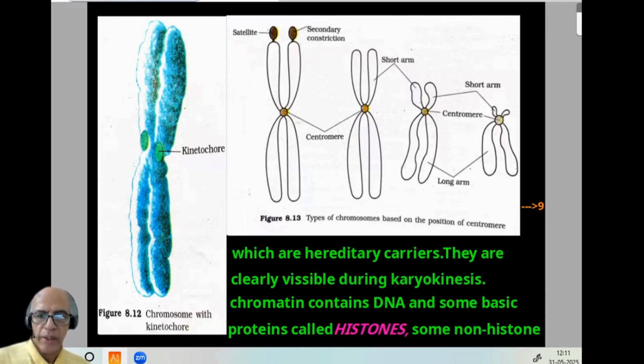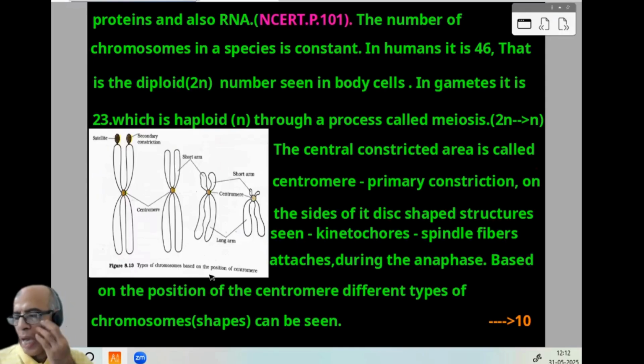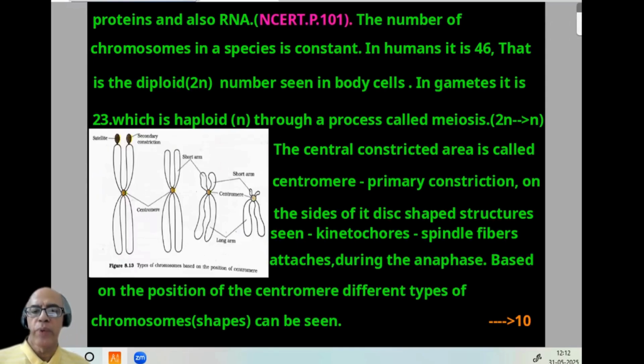Now, chromosomes are hereditary carriers, and they are clearly visible during karyokinesis that we studied in the cell cycle, that is, in which phase the shape is clear and the chromosome will be clearer. Now, what all may chromatin contain? It contains DNA basically, then some basic proteins called histones, and some non-histone proteins, also RNA. That is what is given in NCERT page number 101.